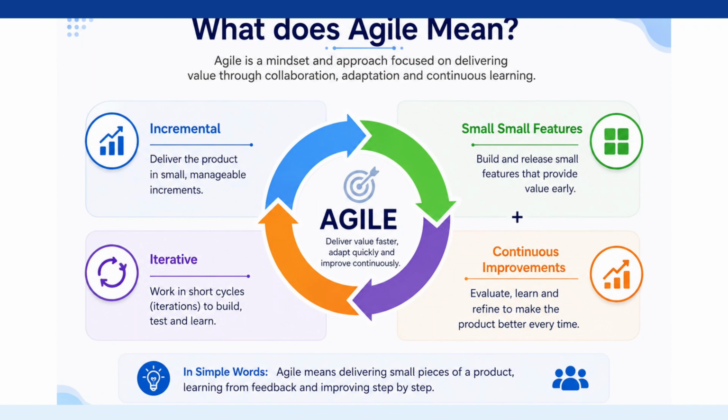So what does Agile mean? There are two important words in Agile: incremental and iterative. First, we'll discuss what incremental is. Incremental means developing the software in small features instead of one huge application. For example, in Amazon, login is one feature, search is another feature, and payment is another feature. We are not going to develop all the features at a time. First we develop the login feature, and then based on the customer feedback, we develop the search feature and then the payment feature.